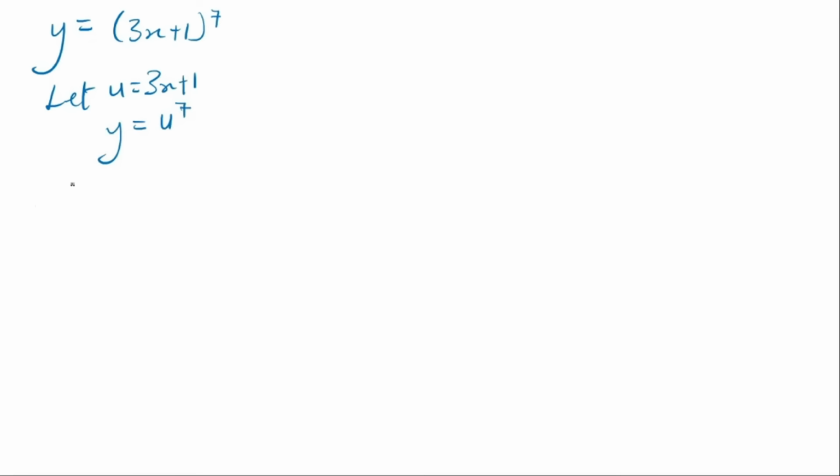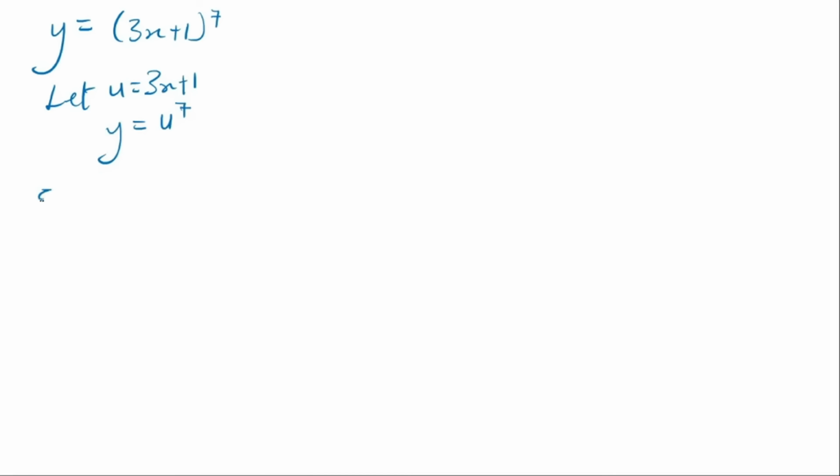Alright, let's look at another example. So the second example is what? y is equal to what? 3x plus 1 raised to the power 7. So we know how this goes. We said let u be the function over here, that is 3x plus 1, and then that means our y is now what? u raised to the power 7.